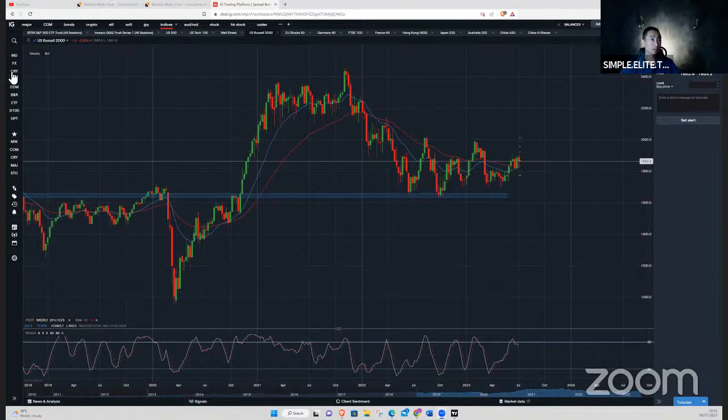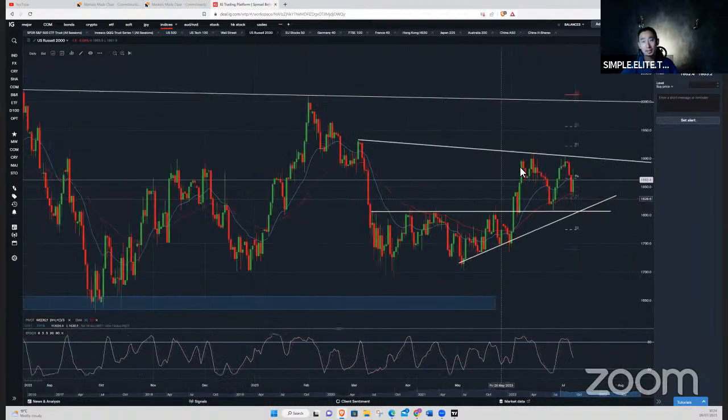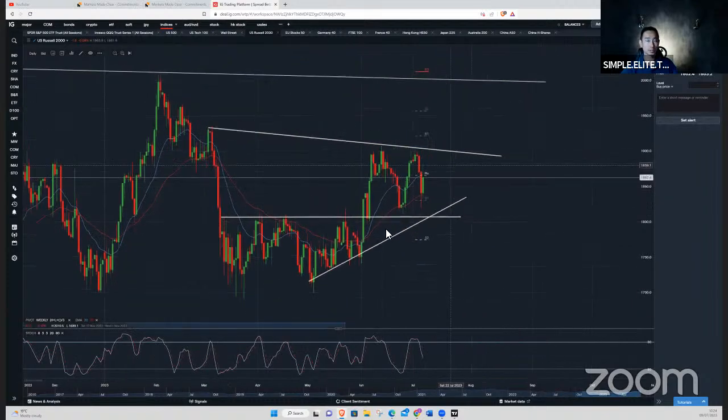Daily, we do have an uptrend, because usually when it's a change of trend on a weekly, we have an uptrend until this previous low, around the 1800 area, is broken. We still have an uptrend, but you do see a trend line resistance that I draw in here.